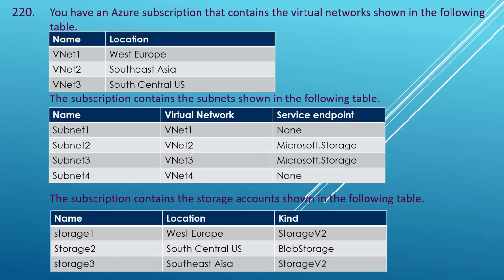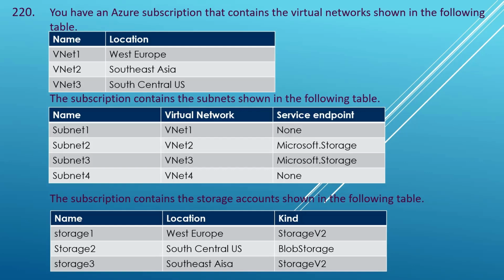You have 4 subnets with the names subnet 1, subnet 2, subnet 3, and subnet 4. Subnet 1 is connected to VNet 1, subnet 2 is connected to VNet 2, subnet 3 is connected to VNet 3, and subnet 4 is connected to VNet 4. The service endpoints for subnet 2 and subnet 3 are Microsoft.Storage, and subnet 1 and subnet 4 do not have any service endpoint. The subscription contains the storage accounts shown in the following table.